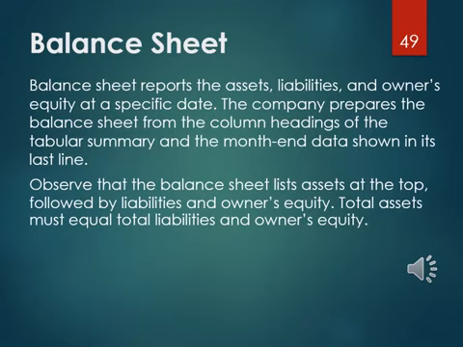The balance sheet reports the assets, liabilities, and owner's equity at a specific date. The company prepares the balance sheet from the column headings of the tabular summary and the month-end data shown in its last line. Observe that the balance sheet lists assets at the top.